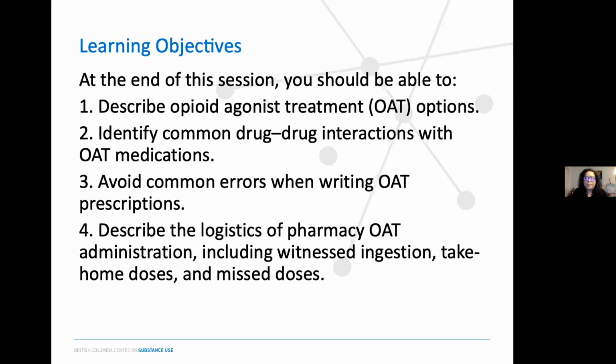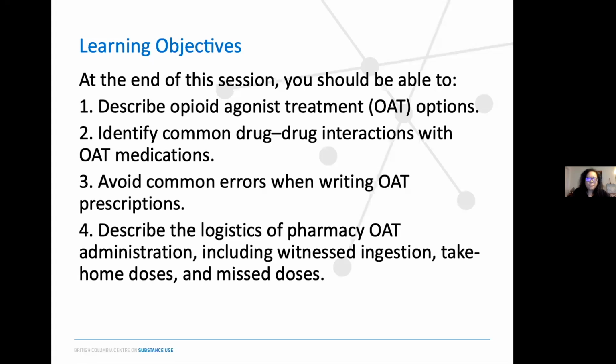Logistics about OAT, or opiate agonist treatment: administration, witness doses, and some of the missed doses, which I'll go over really briefly. And again, if there are questions, you could text them in or connect back a bit later. I will also talk a little bit about the expansion of pharmacy services, just because everything got announced in the fall, including some of the injections and prescription extensions, which is relatively new and you might not be as aware of it.